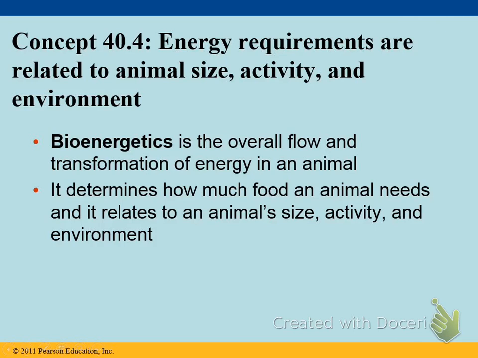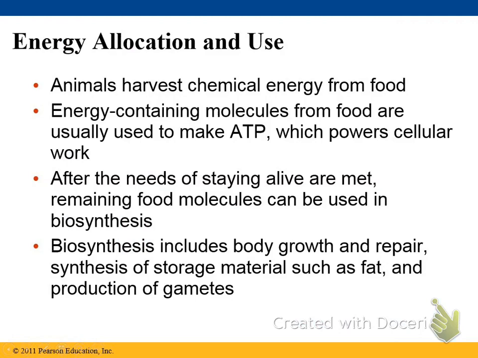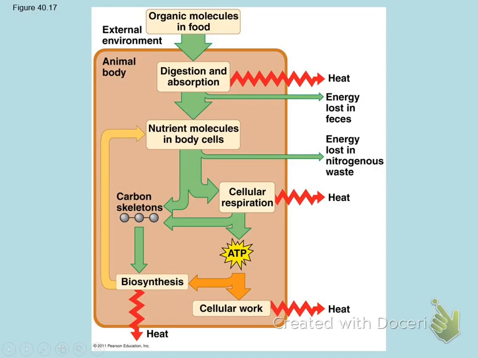Bioenergetics is the overall flow and transformation of energy in an animal. It determines how much food an animal needs, and it relates to the animal's size, activity, and environment. Animals harvest chemical energy from food. Energy-containing molecules from food are usually used to make ATP, which powers cellular work. After the needs of staying alive are met, remaining food molecules can be used in biosynthesis. Biosynthesis includes body growth and repair, synthesis of storage materials such as fat, and production of gametes. And then this is just showing you how cellular work happens.